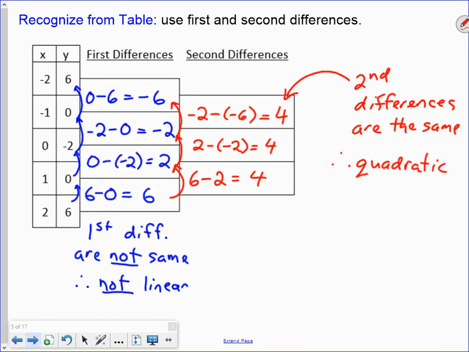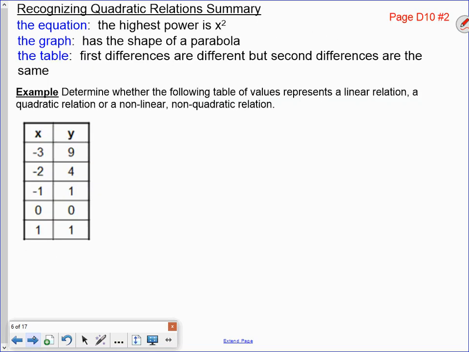For it to be a quadratic relation, the second differences have to be the same, and the first differences have to not be the same. We have to have both of those things happen. So, to finish off, a little summary here. We can recognize quadratic equations from their equation: the highest power is an x squared term. From the graph, it has the shape of a parabola that goes one direction and turns around, comes the other direction. And from the table, the first differences are different, but the second differences are the same.